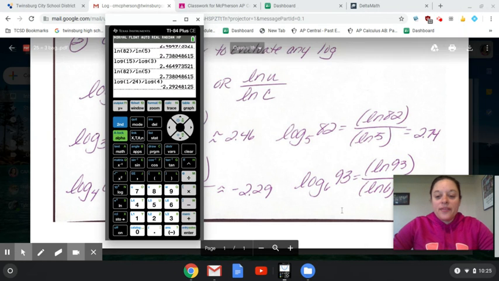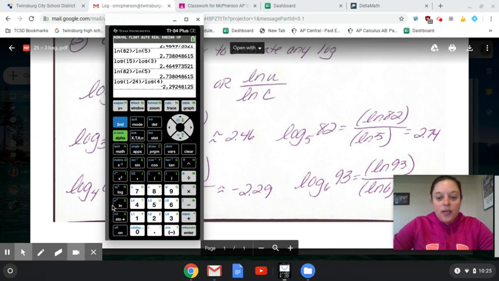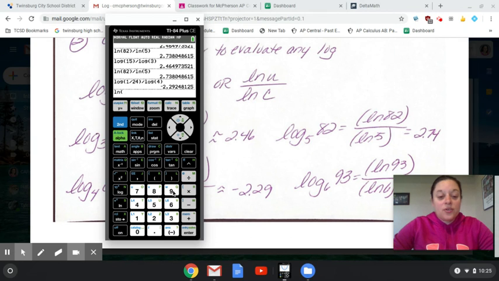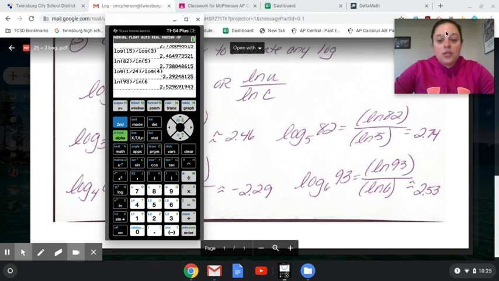And then the last one, I went back to natural log here. Again, I kind of like that the most, but it really doesn't matter. So I want to figure out log base 6 of 93. So I decided to do natural log of 93, the big number, close your parentheses, and then divided by the natural log of your base number 6. You do not have to close parentheses. And you get 2.5, it rounds up to 2.53.